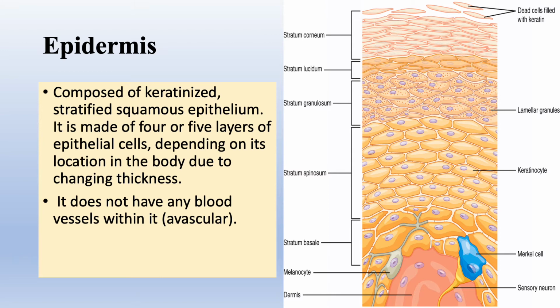So if we need to tell the layers of the epidermis, we can start from the surface. We go stratum corneum, the most superficial layer, and stratum lucidum, the layer found only in the thicker skin, stratum granulosum, stratum spinosum, and the deepest layer, stratum basale, which is the mitotic or germinative layer.